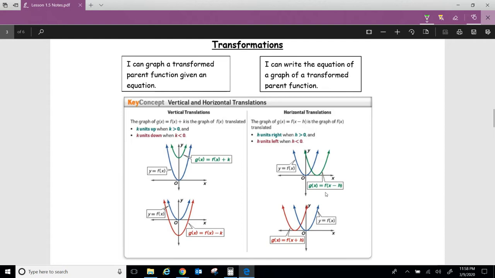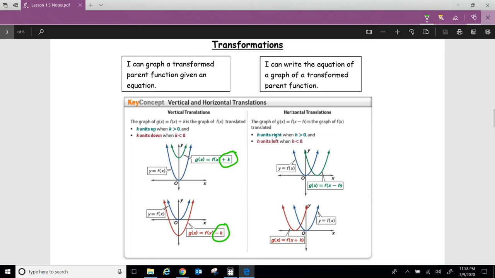So first of all, remember for vertical translations, we're messing with the y value. So it affects the y value of our function points. And notice it's outside of my function. I've either got a plus k or a minus k. If it's positive, it does exactly what it says. It's going to go up k units. If it's negative, it's going to go down k units.